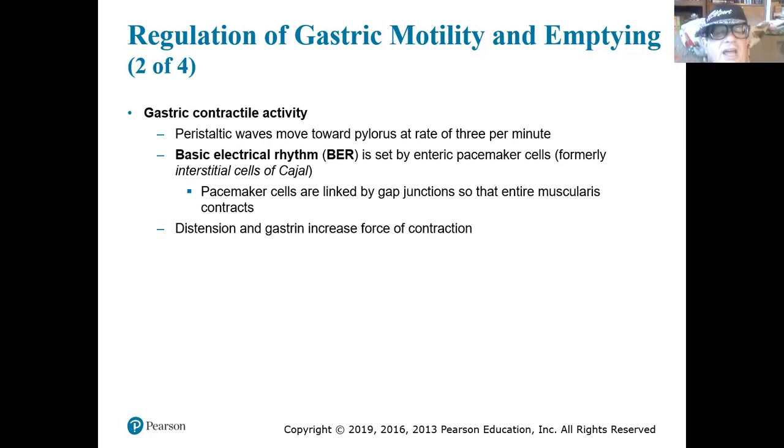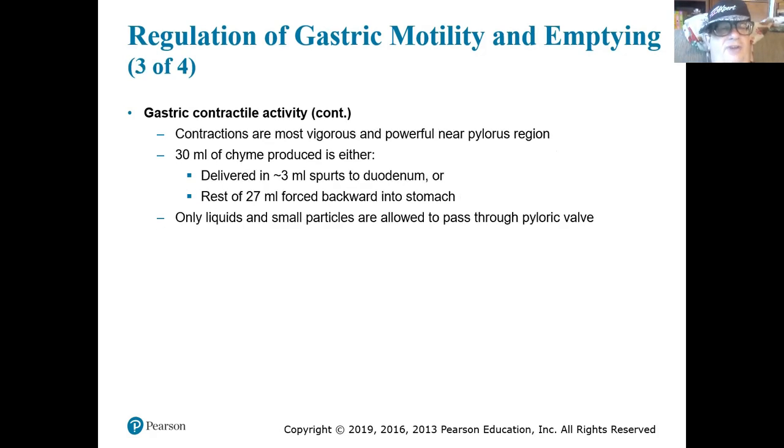Anyway, distension and gastrin increase the force of the contraction. So the more we fill the stomach with food, the harder the contractions are. The more gastrin we have, the harder the contractions are. The contractions are strongest at the pylorus end, right by the pyloric sphincter.